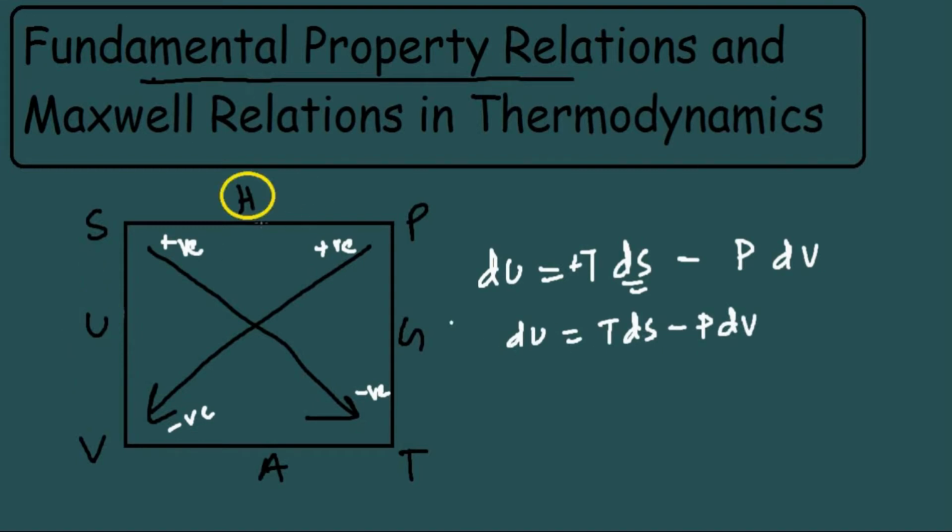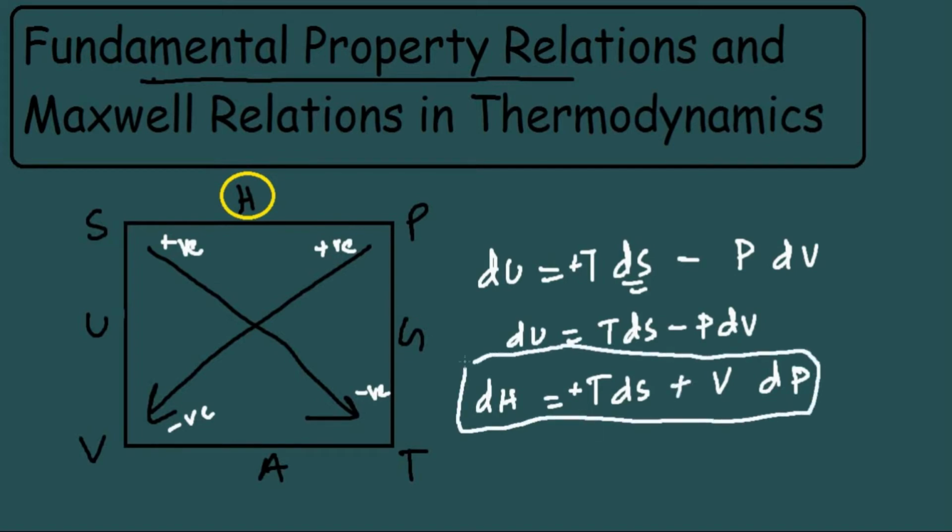So next I will derive for enthalpy, which is H. So dH is equal to, so again in the adjacent of H I have S and P, which is entropy and pressure. So I will write dS and dP. Now in the opposite corner of S I have T, so I will write T over here, and in the opposite corner of P I have V, which is volume, so I will write V over here. Now for dS, in S side I have positive, which is the tail, so I will give a positive sign, and on the pressure side I also have a positive sign, so I will give a positive. So this is the fundamental property relation for enthalpy.